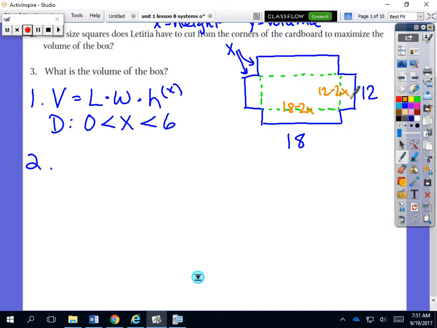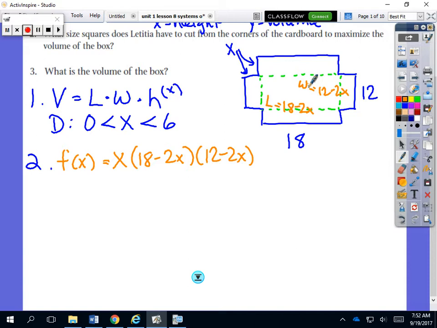So we're going to have our volume, or f of x, is x, our height. I put that in front just because it's an x by itself, times 18 minus 2x times 12 minus 2x. Remember, this is the length of the box, and this is the width of the box. We won't need that for this problem. So what size squares and what is the volume we're going to find by putting this into the calculator.